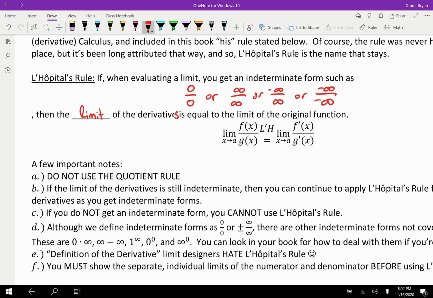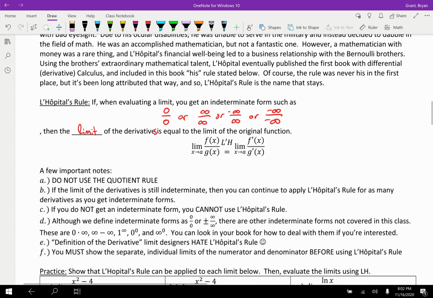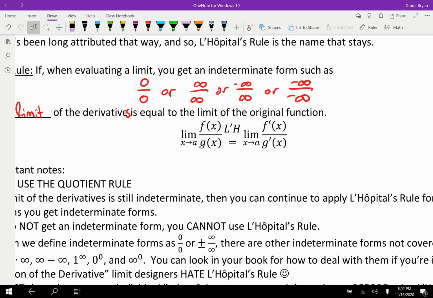of the derivatives is equal to the limit of the original function. And this is wild, because on the previous page, none of these, with the exception of D, had anything to do with derivatives. They were just straight limits. However, what the Bernoullis found, what L'Hôpital stated, is that if you have some ratio, some fraction of a numerator and denominator, and you take the derivative of each one of these straight across, no quotient rule, nothing weird. If you just take the derivative and then find the limit of the derivatives, you basically look at the ratio of the slopes together, that answer is equal to the original limit, which is fascinating. And there's a very cool proof and a good exploration, but we don't have enough time for that.